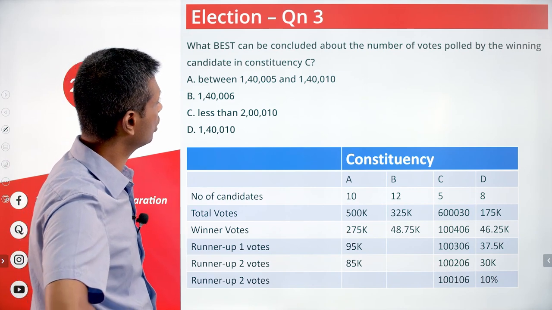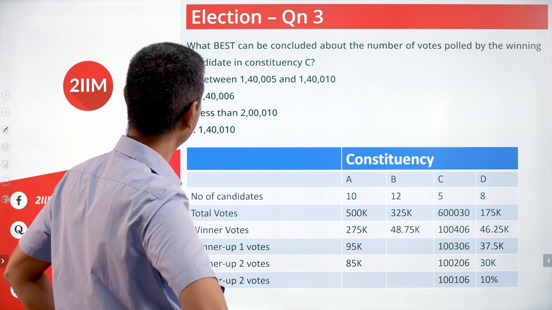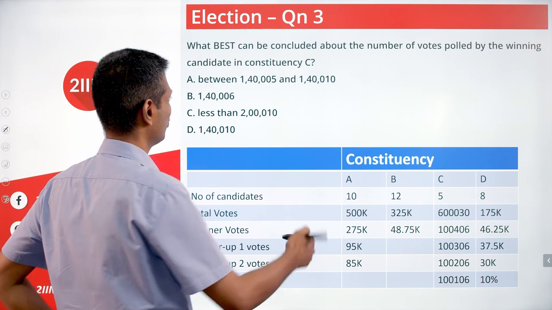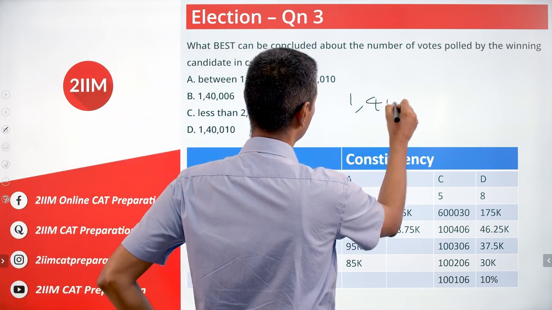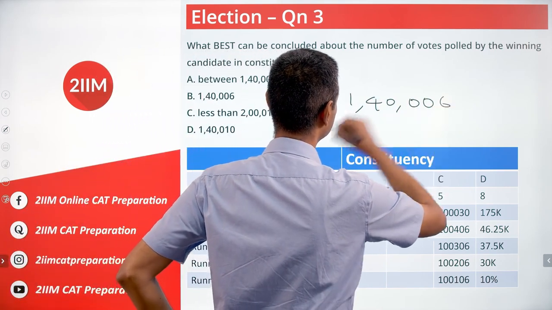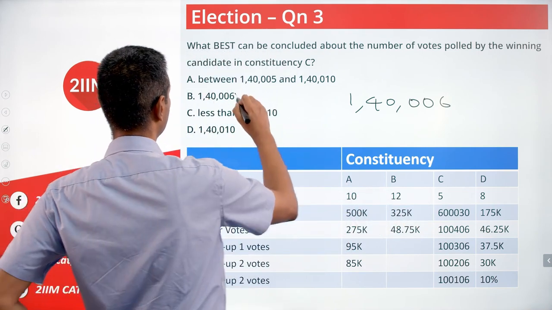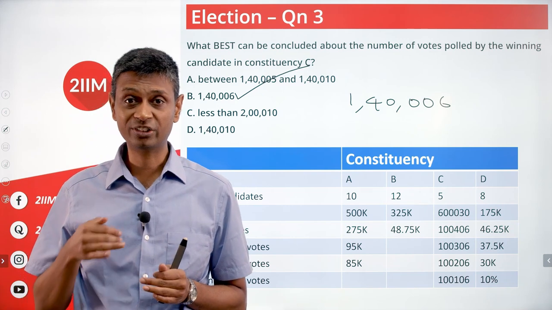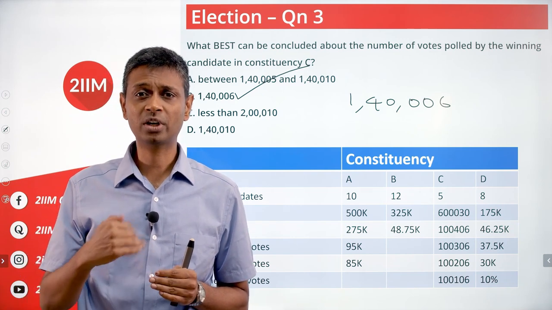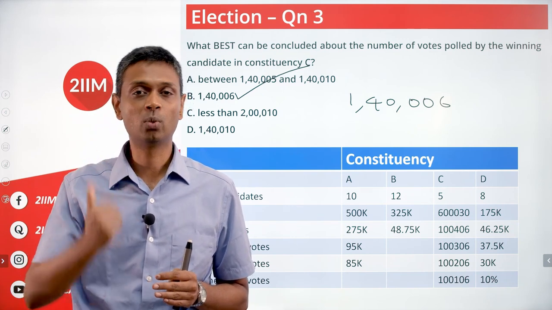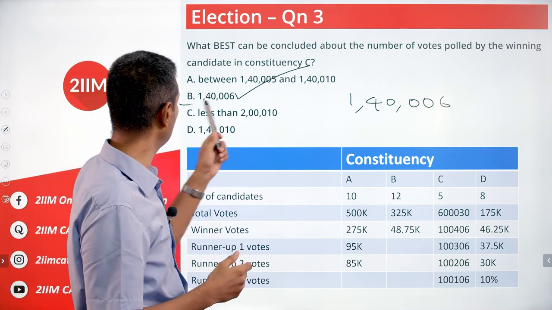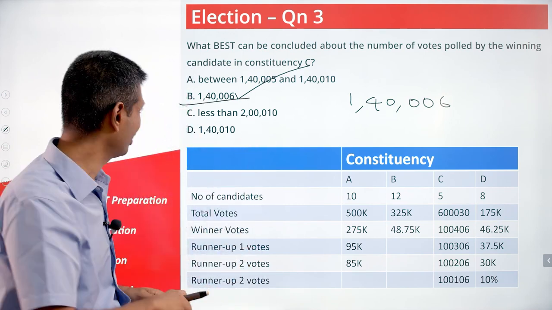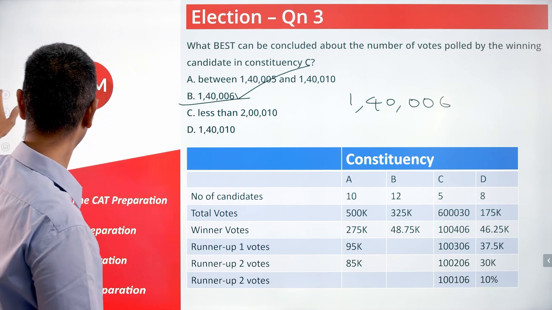What best can be concluded about the number of votes polled by the winning candidate in constituency? So this is 1,40,006. The exact answer. We've done this. We've done this iteratively, brilliantly. The least candidate got 1,06,000. 1,10,006, 1,20,006, 1,30,006, 1,40,006. One beautiful, unique answer. Only one answer. 1,40,006.